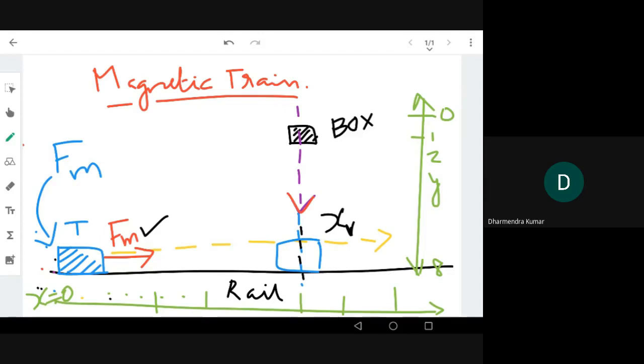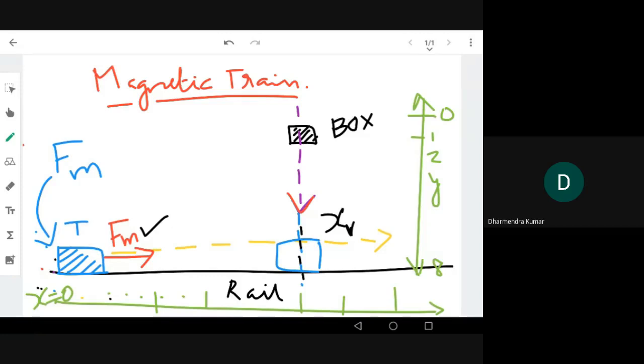So the velocity of the magnetic train should depend upon the position of the box. We can change the force. It's not that it will be a constant force. You can vary the force in between also based on the position of the box. So based on this, your controller has to give Fm into the system.